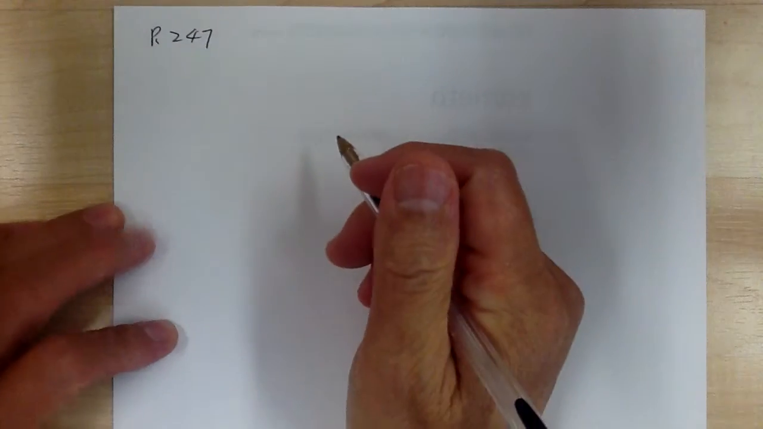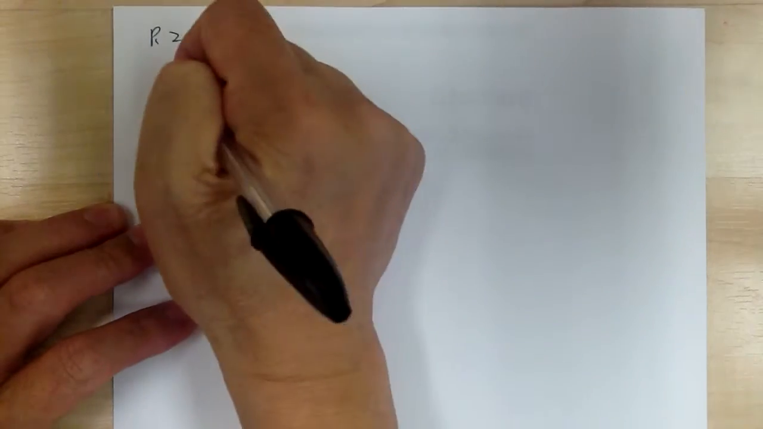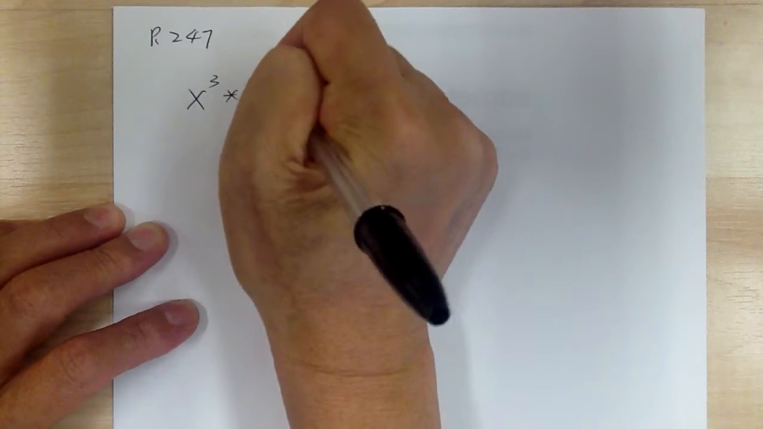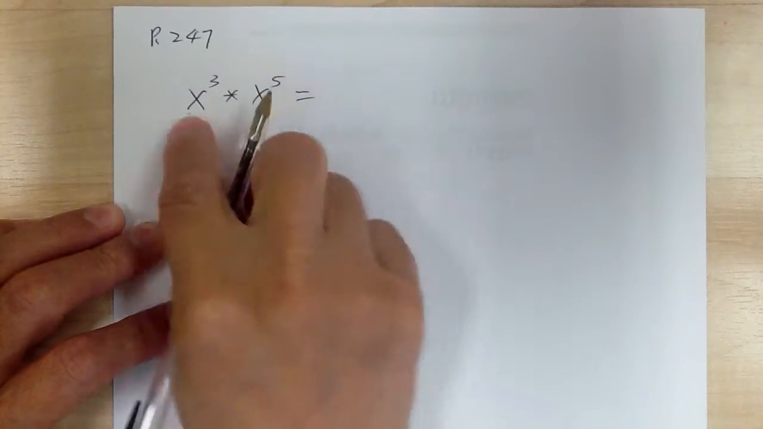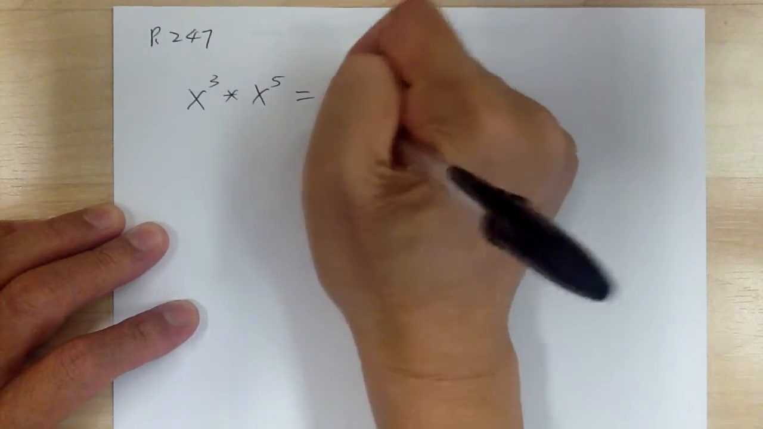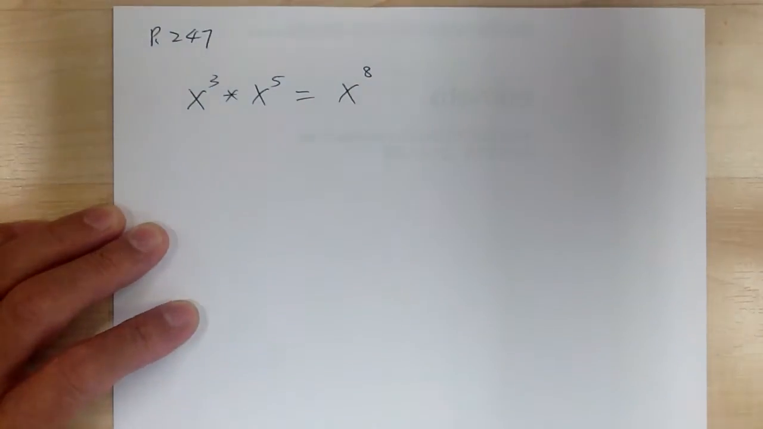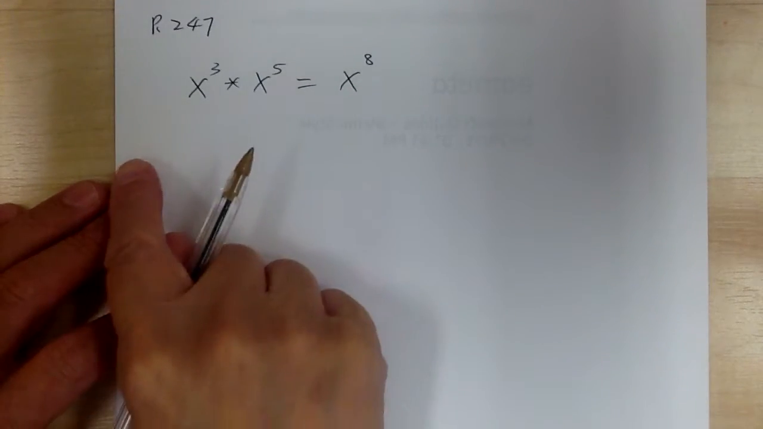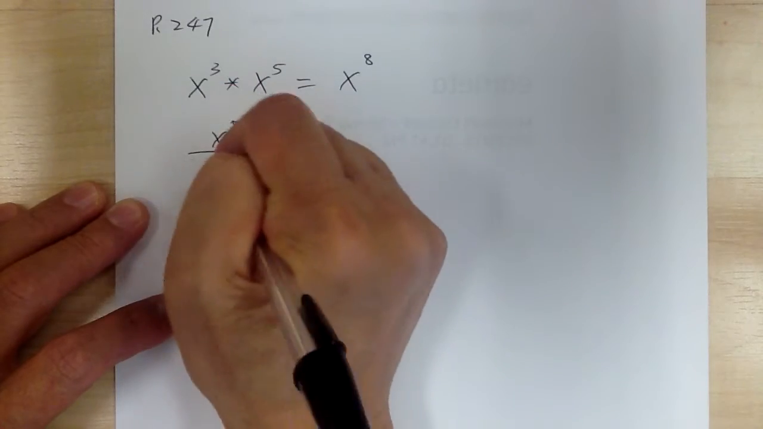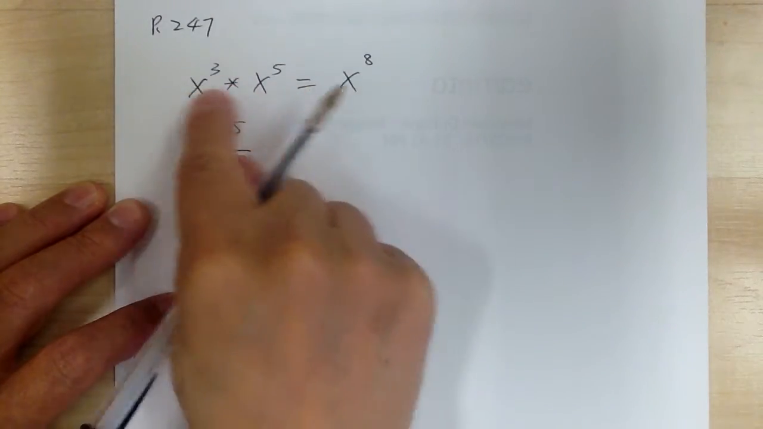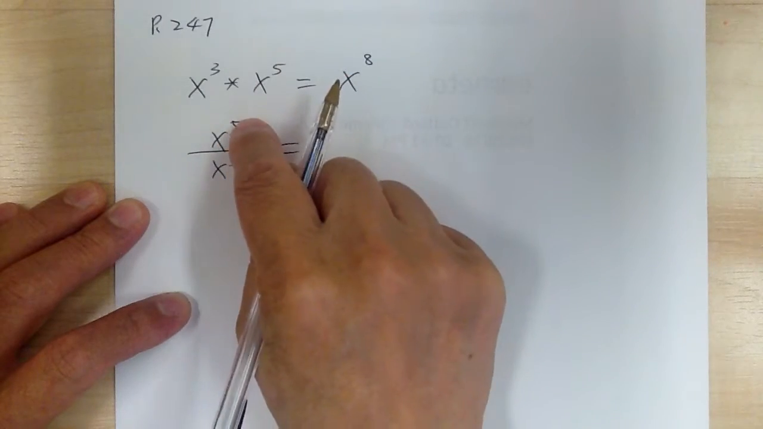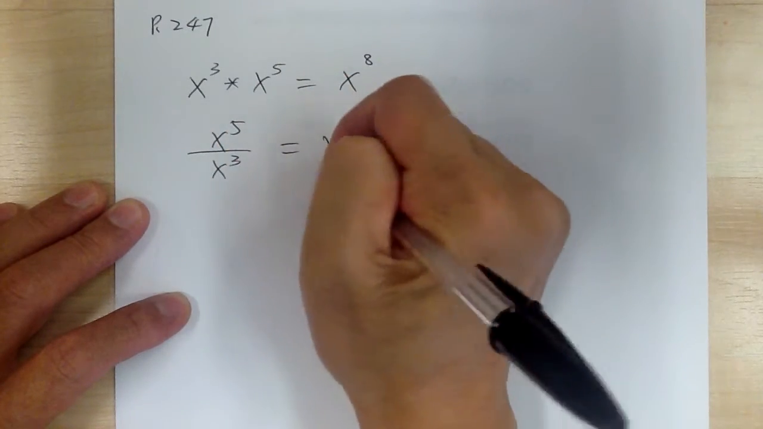So you learned earlier that when you have x to the 3 power times x to the 5 power, right? When you have multiplication, you use the product rule, you add. So this would be x to the 8. So by using the same thing, when you have division, you divide. So when you have x to the 5 over x to the 3, again, when you have multiplication, you add. When you have division, you subtract. So 5 minus 3 will give you 2, so it will be x to the 2.